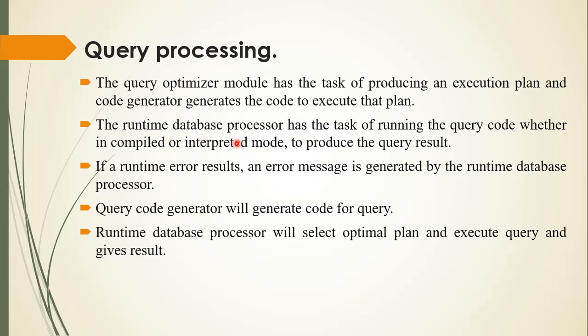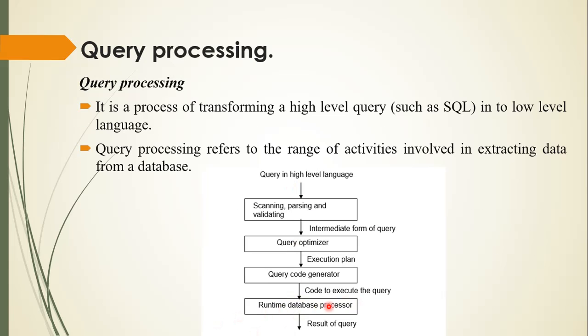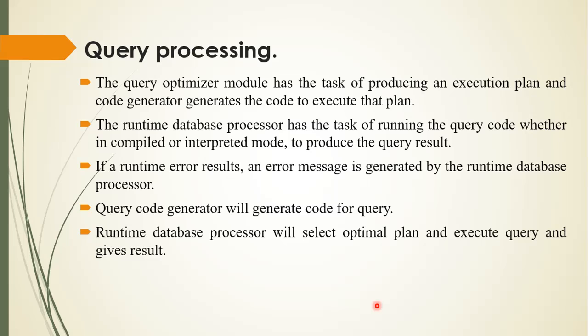The runtime database processor has the task of running the query code, whether in compiled or interpreted mode, to produce the query result. So the runtime database processor executes our query and produces the query result. If a runtime error results, an error message is generated by the runtime database processor. If there is an error in the query, then the runtime database processor generates the error message.